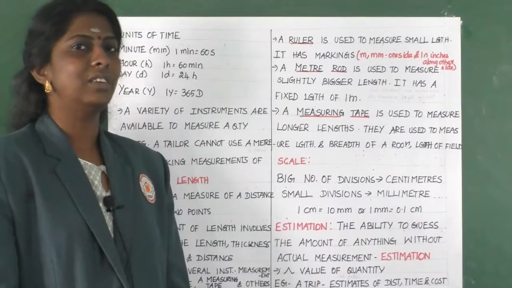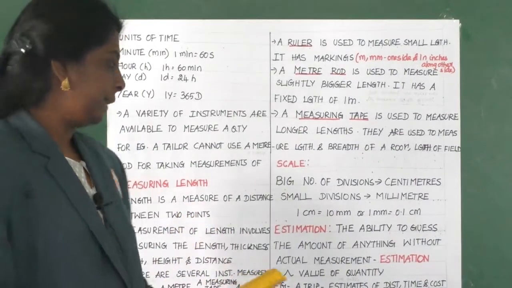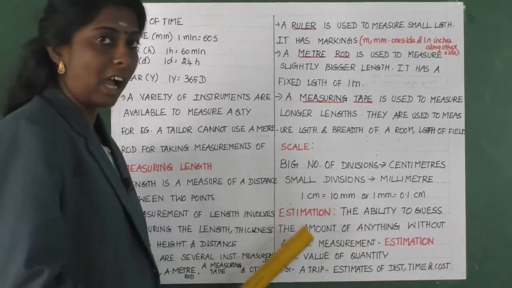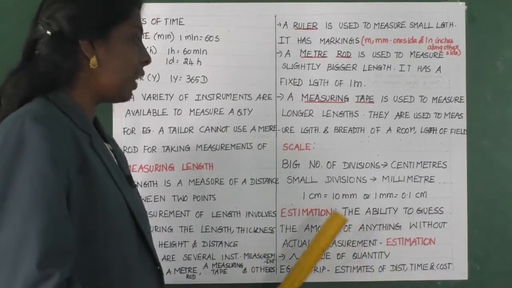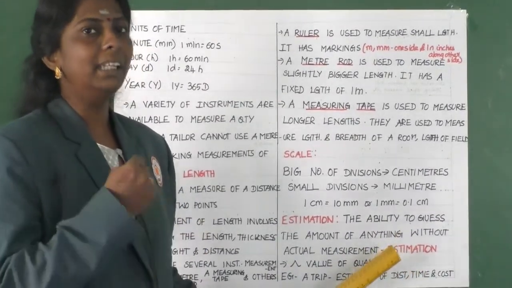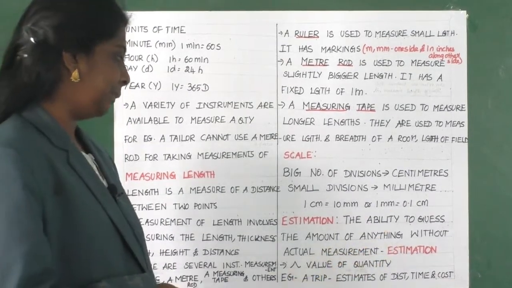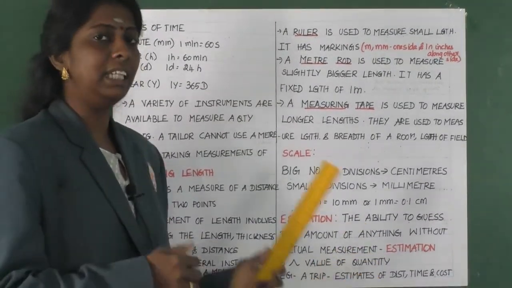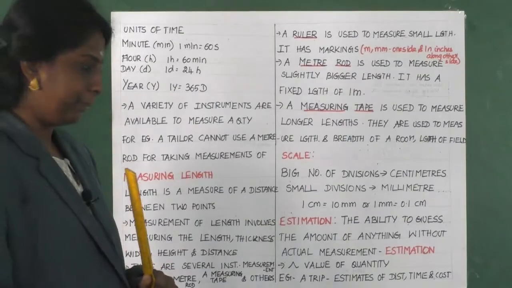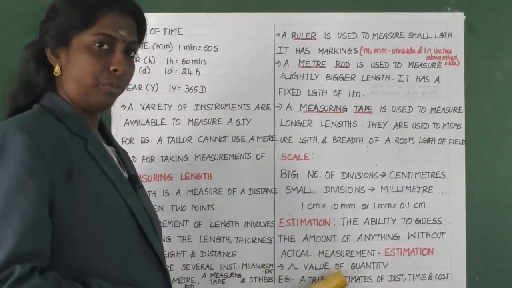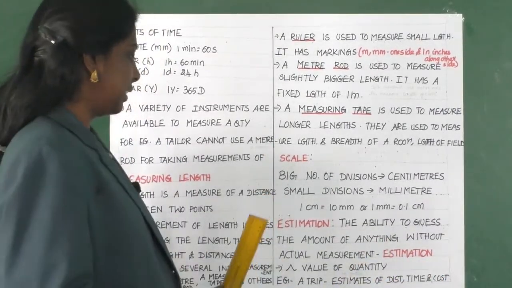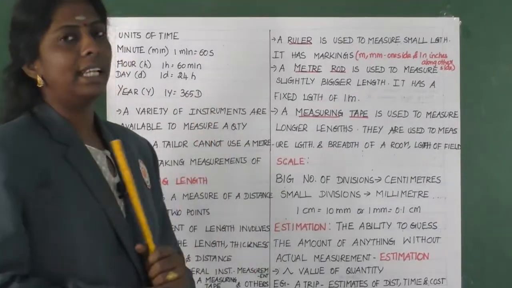Clear children? Yes children. Now let us learn about estimation. What do you mean by estimation? The ability to guess the amount of anything without actual measurement is said to be estimation. An approximate value of a quantity is said to be estimation. For example, if you are planning a trip, we gather the estimates of distance, time and cost. Is it not? Yes. So this is estimation.